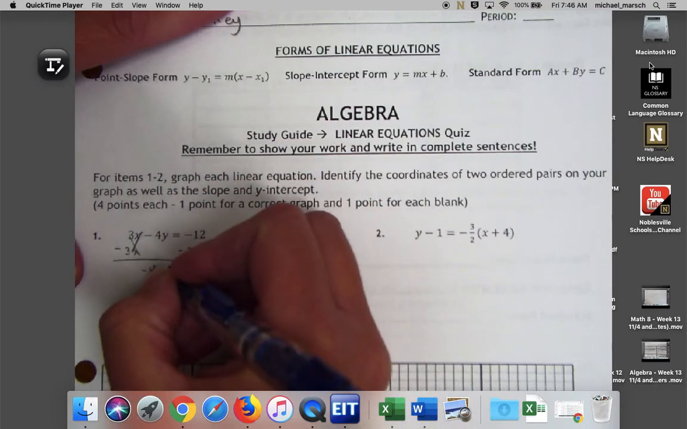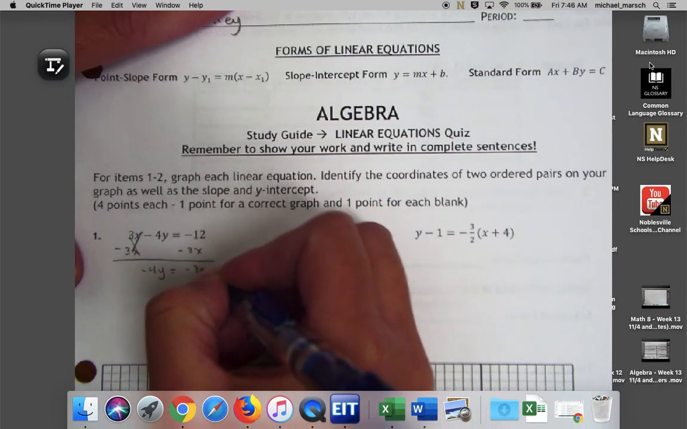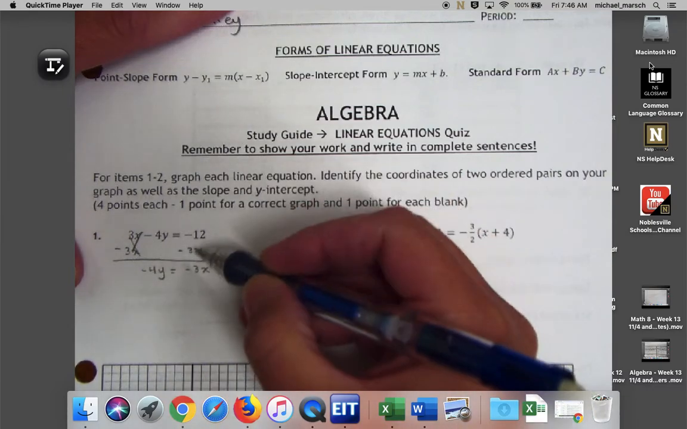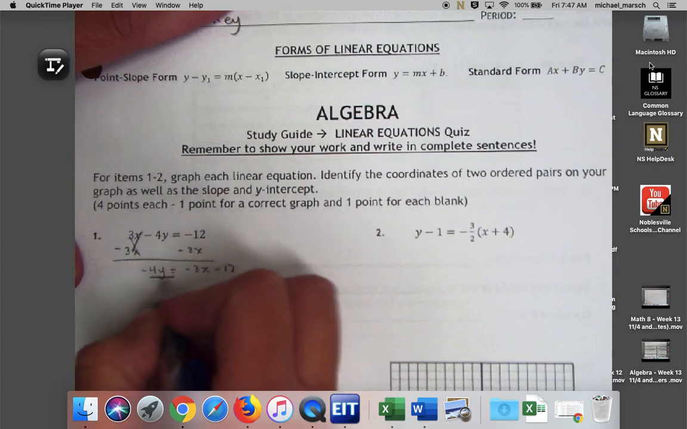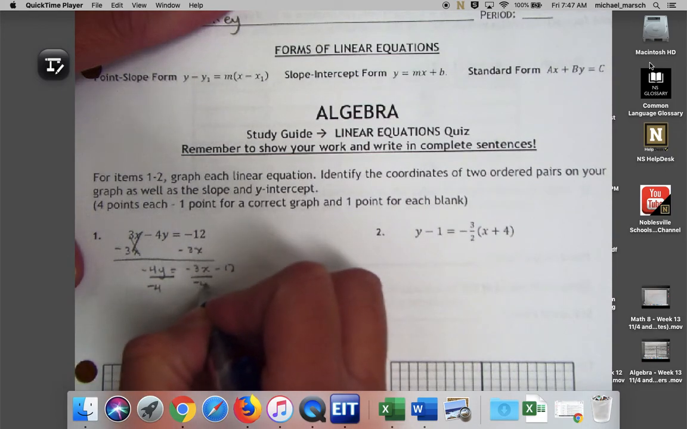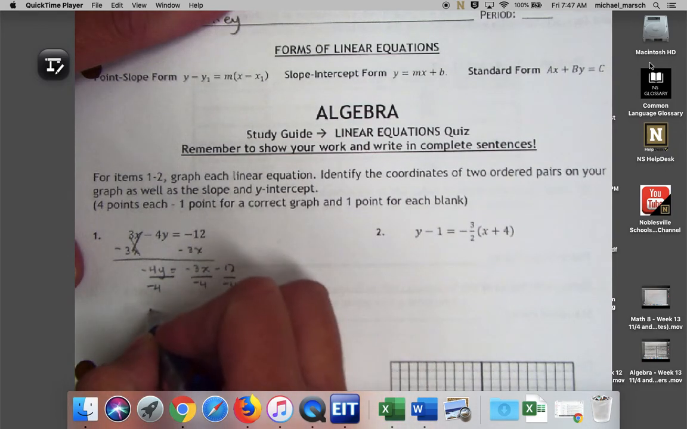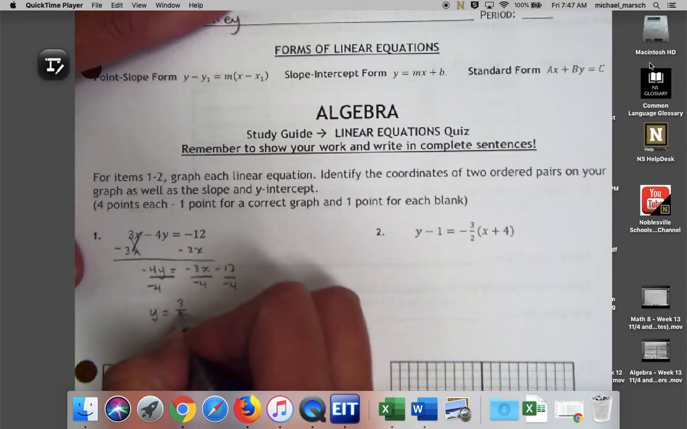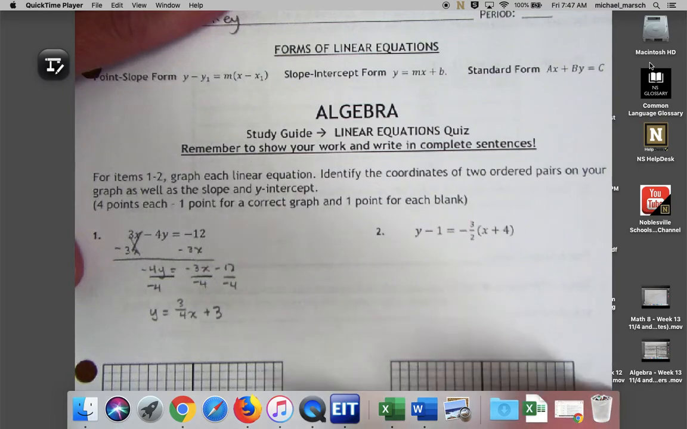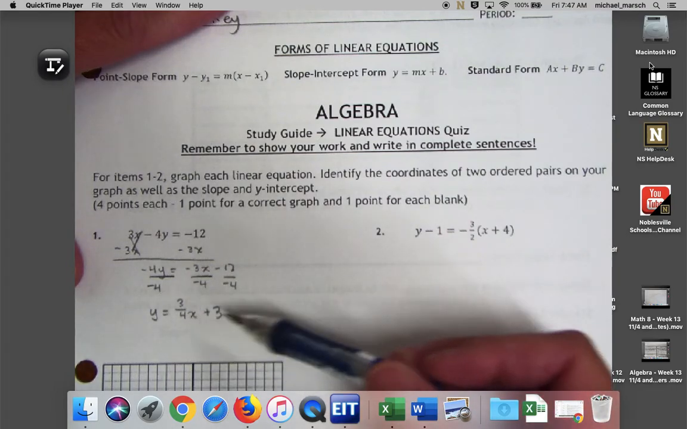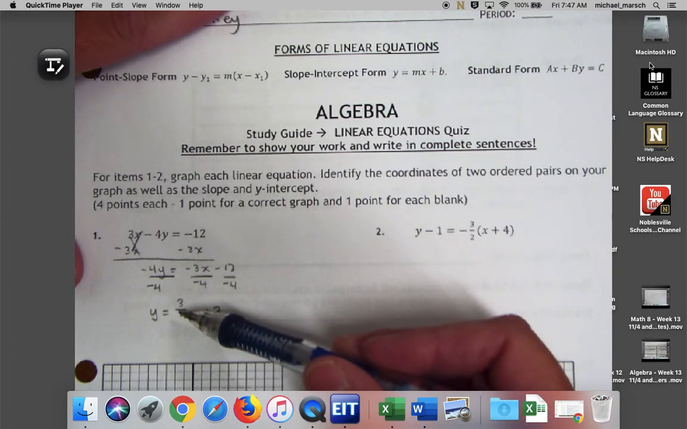Now I have negative 4y equals negative 3x minus 12. Remember, we sneak the 3x in there in front of the negative 12. Then I'm going to divide by negative 4. So I'm going to get y equals positive 3/4 x plus 3. So I now have slope-intercept form. I have my y-intercept. I have my slope.